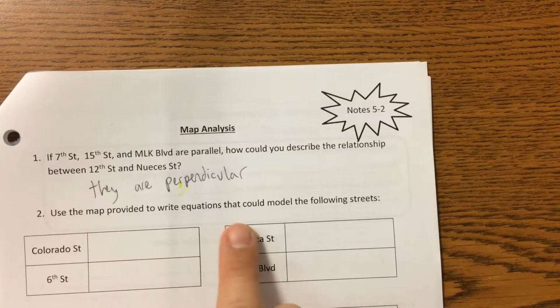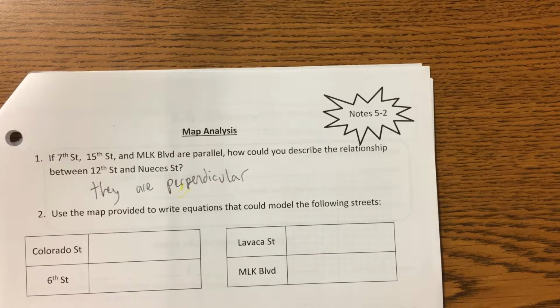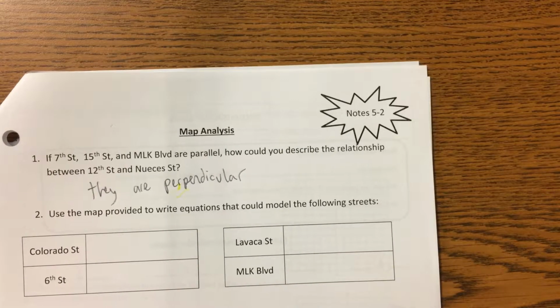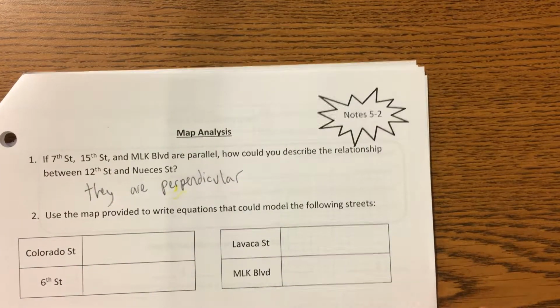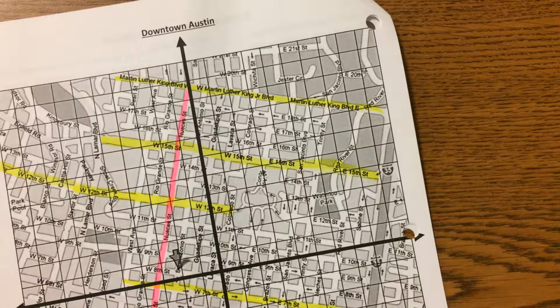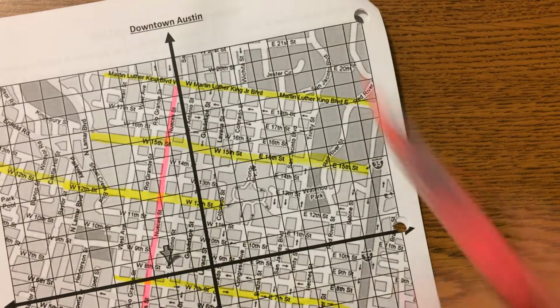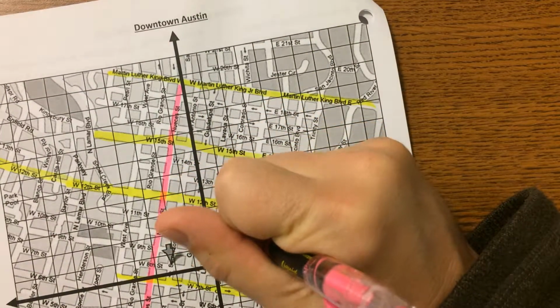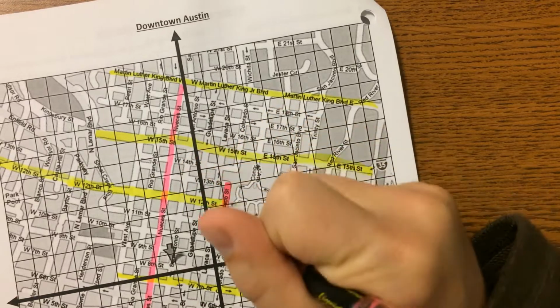Use the map provided to write the equations that can model the following streets. So we got 8 that we need to take care of here. Colorado, 6th, Lamar, 12th, Lavaca, MLK, I-35, and 10th. So let's start with Colorado and 6th. So let's see, Colorado's right here, so I'm going to do that in pink. I'm going to do all these north-south-ish streets in pink.